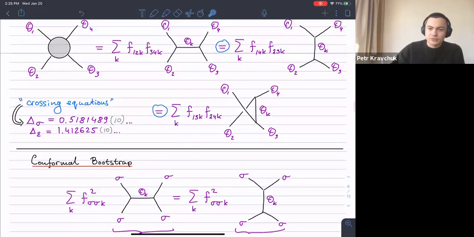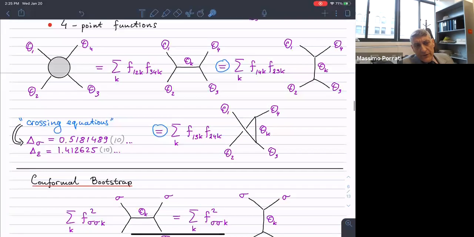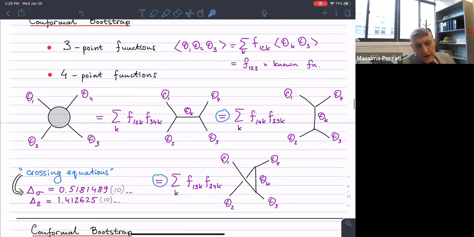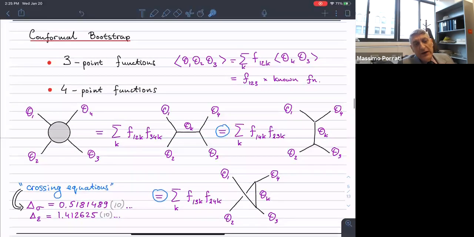Sorry, is there a question? Just, these crossing equations for Ising work because you only have 2 primary operators, right? I mean, do you have to assume the spectrum of primaries to solve these equations?